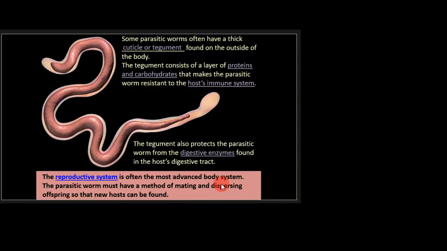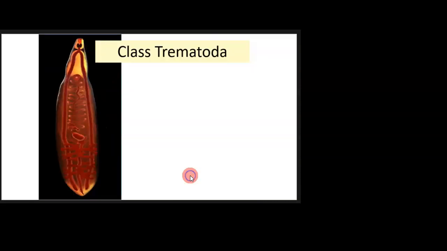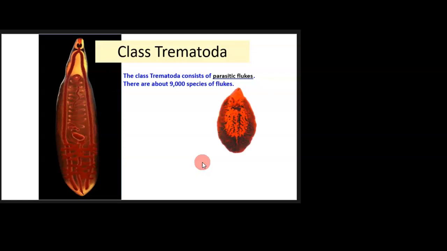So we're going to talk about one specific class of flatworms that are parasitic called class Trematoda, which is the flukes. The class Trematoda consists of parasitic flukes, and there's about 9,000 species of flukes. And here's a couple of pictures of them. And they all have a shape kind of like a leaf on a tree. And they parasitize a variety of animals. So there's a lot of species-specific flukes.